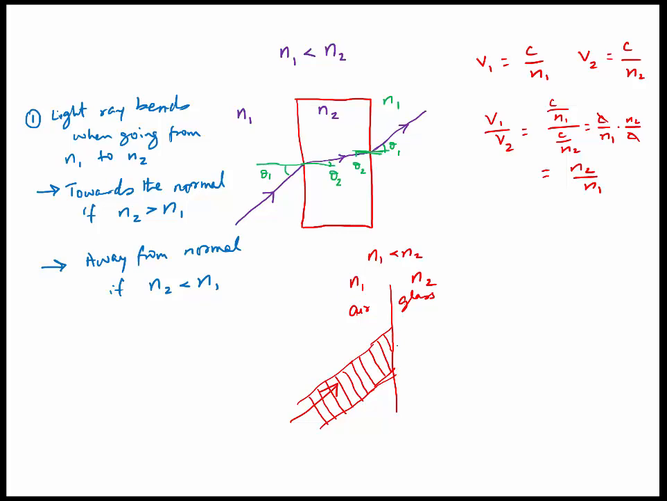So as a result of that, what ends up happening is this ray of light bends toward the normal like that. So by going slower, it'll automatically have to bend. That's one way to understand this.